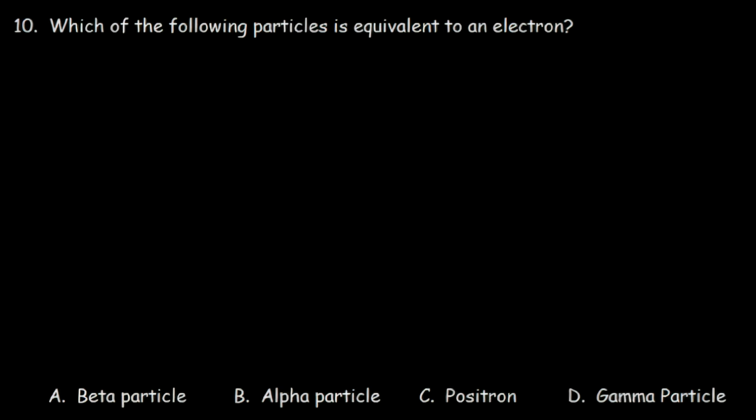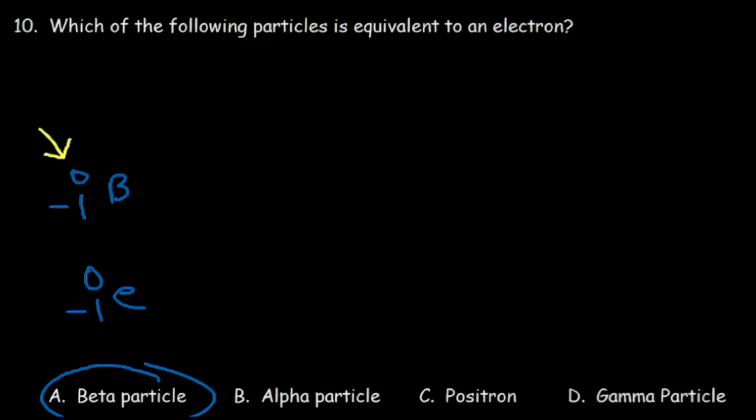Number 10. Which of the following particles is equivalent to an electron? Is it A, B, C, or D? This is something you have to know. So the answer is A. A beta particle is the same as an electron. It has the symbol 0, negative 1, e. You can also write it as 0, minus 1 with a beta symbol.